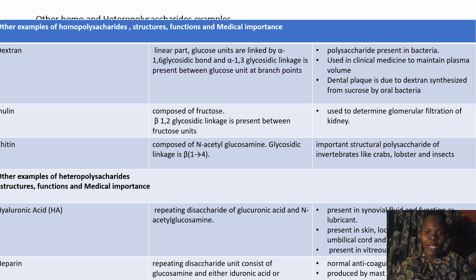Then we have the class of heteropolysaccharides. We said heteropolysaccharides on hydrolysis yield more than one monosaccharide unit. So we have hyaluronic acid, HA, which has a repeating disaccharide of glucuronic acid together with N-acetylglucosamine. The glucuronic acid together with N-acetylglucosamine tells you that it is a heteropolysaccharide. Its function: it is present in the synovial fluid, the skin, the umbilical cord, and even the vitreous fluid, and it is also produced by mast cells.